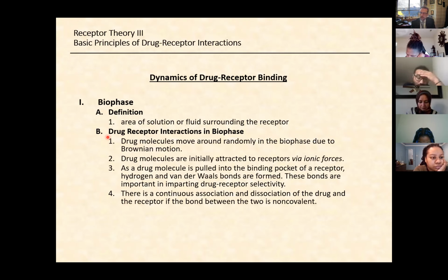Okay, and when those bonds form between a drug molecule and a receptor molecule, they're reversible. So there's constantly an association, dissociation between drug molecules and receptors. Okay, it just doesn't bind and stay bound. Okay, a drug molecule will bind, or a hormone or neurotransmitter will bind, and it will unbind, provided that it's forming ionic, hydrogen and van der Waals interactions and not covalent interactions. Okay.